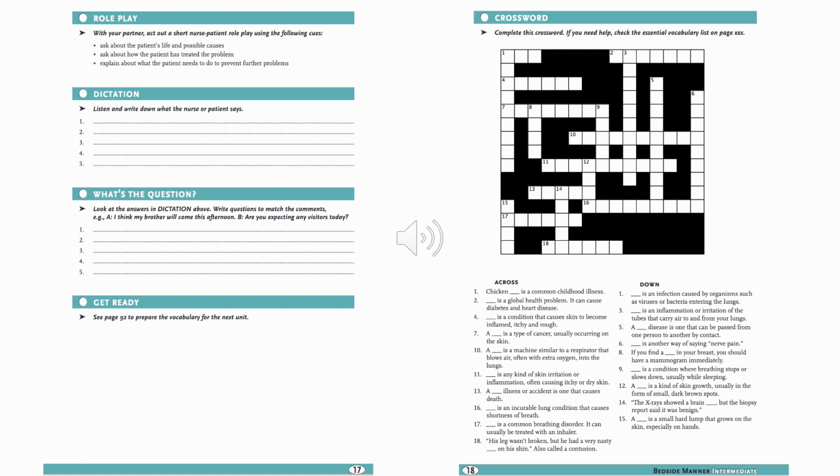And again, rounding out the unit, we have the role play activity, the dictation, what's the question, get ready, and the crossword to recycle the vocabulary.